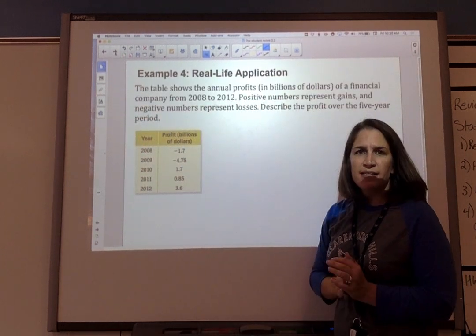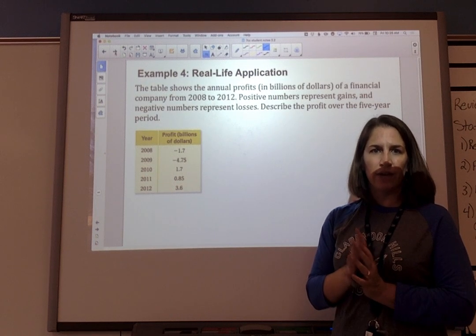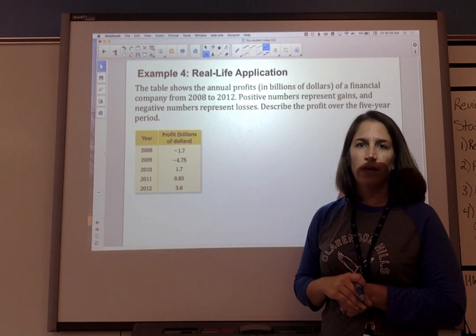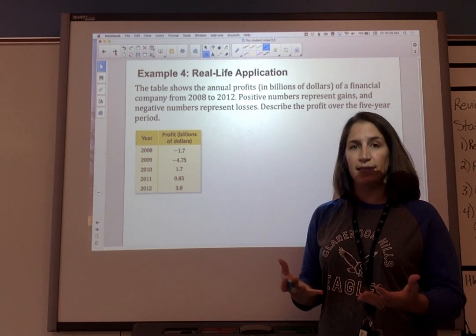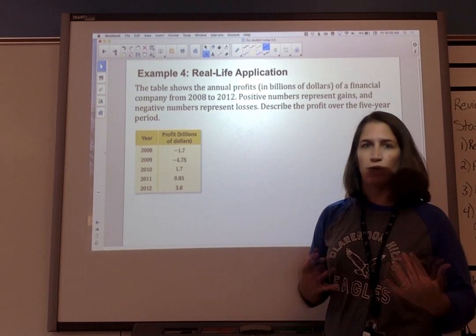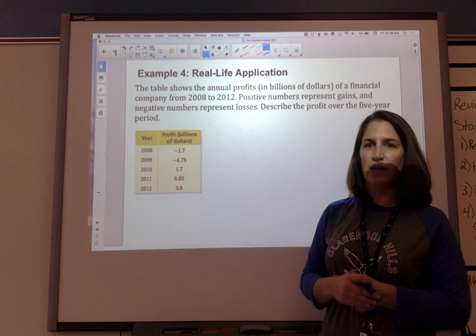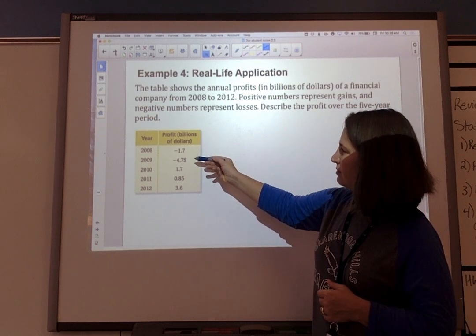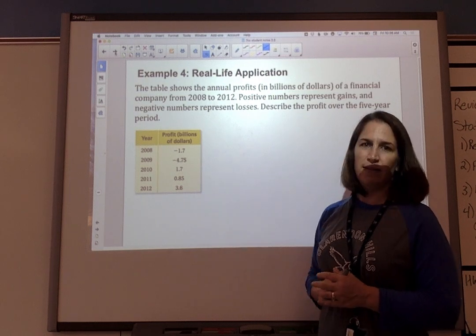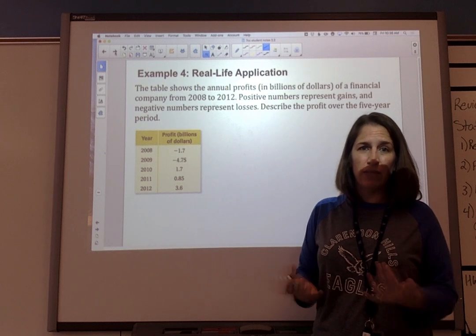All right, one last example here. Here we have this table that shows the annual profits in billions of dollars of a financial company from 2008 to 2012. Any positive number represents a gain to the business, and any negative number will represent a loss. Companies sometimes take losses certain years, but they can do that because they make gains in others. But we want to know, if they lost certain amounts in 2008 and 2009, but then they gained in 2010, 11, and 12, overall, did they gain or did they lose, and by how much?